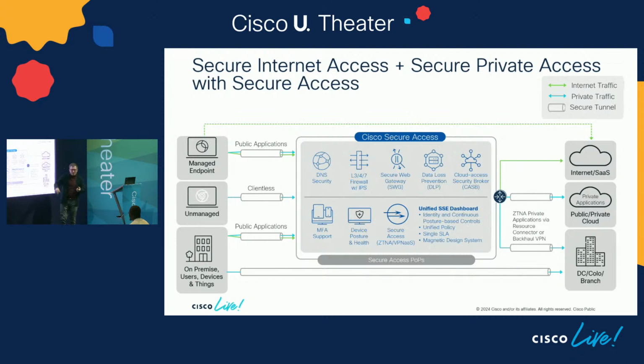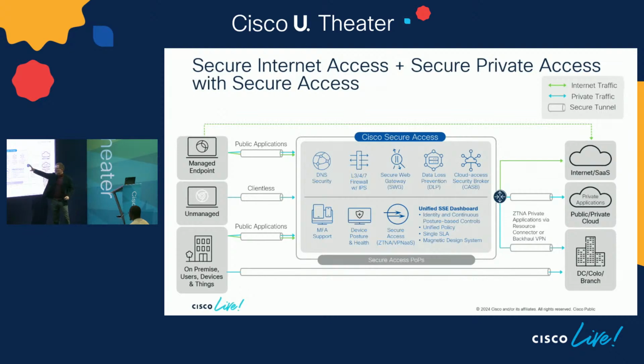And then we also have branch offices. I can just build an IPsec tunnel from branch office to Cisco Secure Access and send traffic to this IPsec tunnel to Secure Access, and these branch users will also get same level of protection as other users.